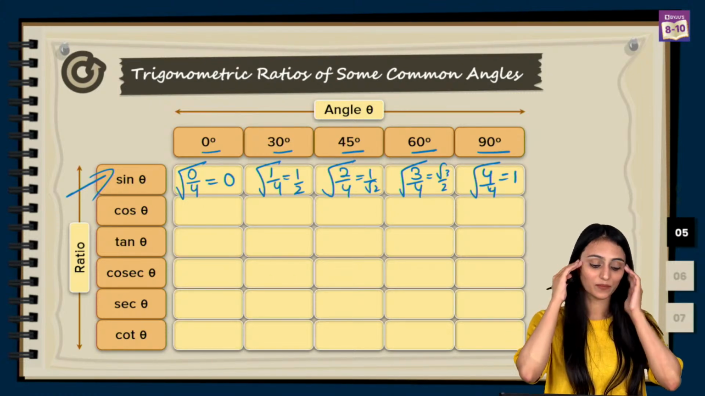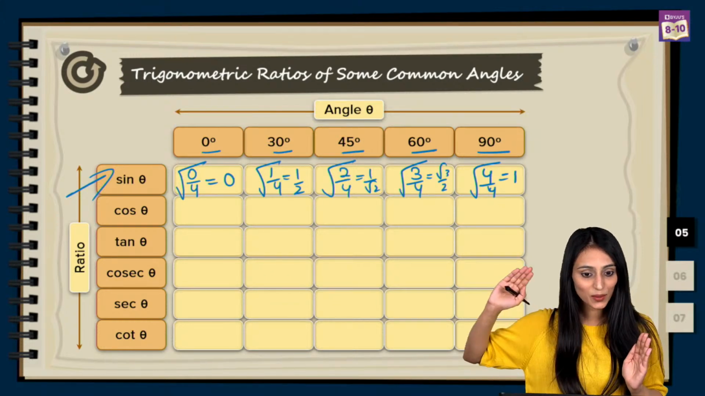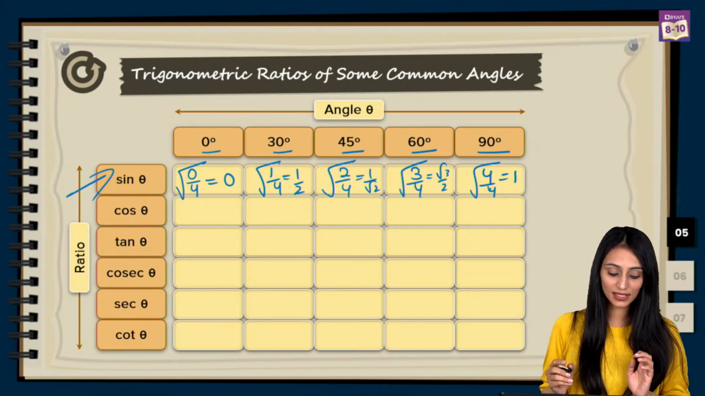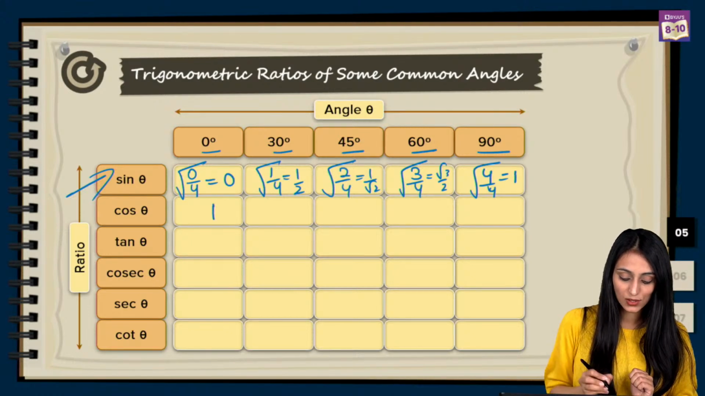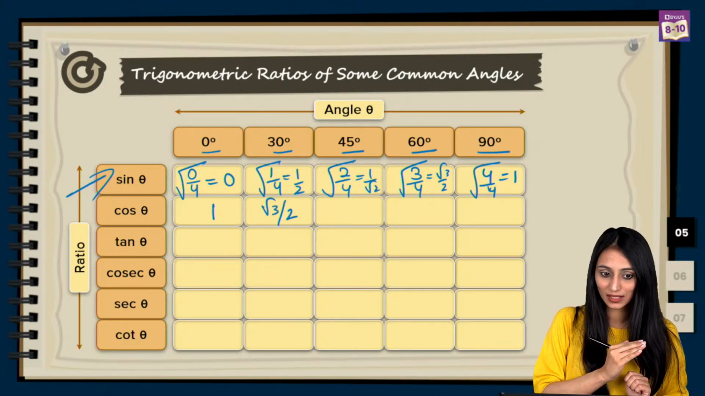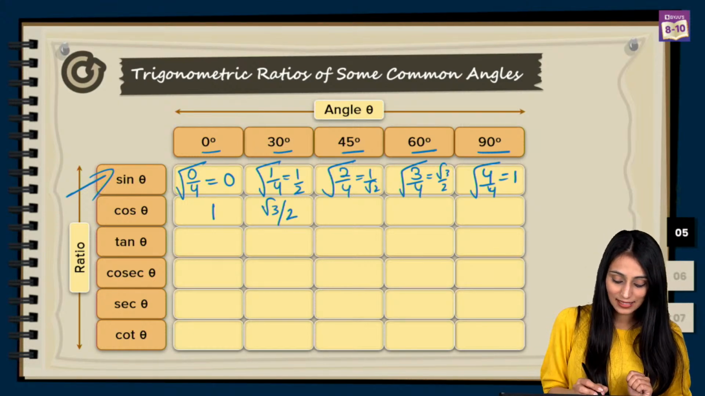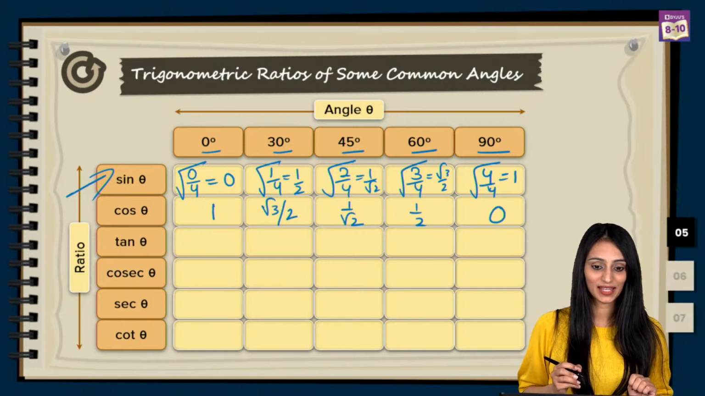Now, can you tell me how to find out the values for cos theta for specific angles? All we need to do is reverse this order. Reversing this order means sine 90 degrees is 1, so cos 0 degrees is 1. Sine 60 degrees is root 3 by 2, so that is cos 30 degrees. I'm just reversing the order. And simply, this is 1 by root 2, this is 1 by 2, this is 0.